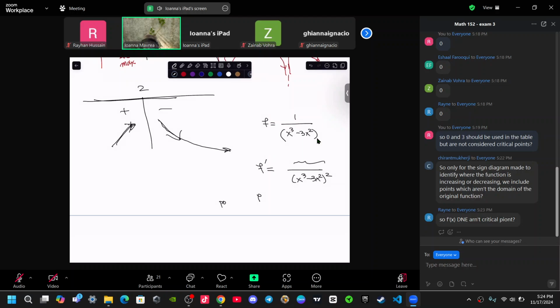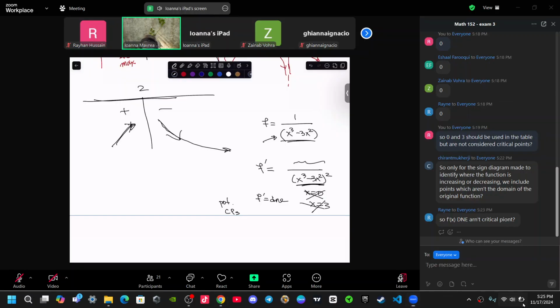You have potential critical points when the derivative does not exist. The derivative does not exist when x is equal to 0. Oh, it's not in the domain, so ignore it. And also when x is equal to 3, you check here, not in the domain, so ignore them. So the only things that make the derivative not exist are the same things that make the function not exist. So you ignore it. Right?